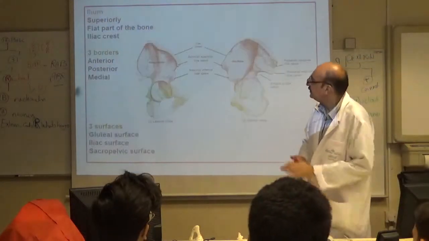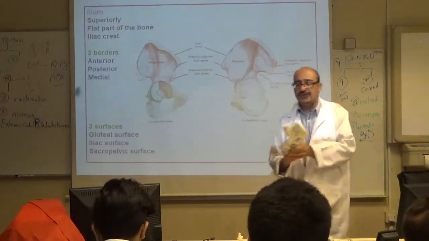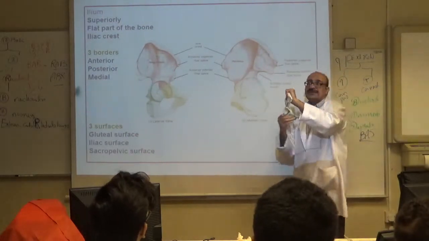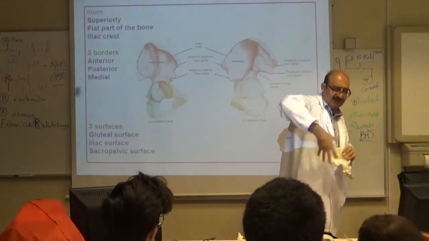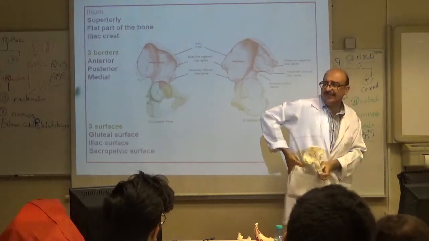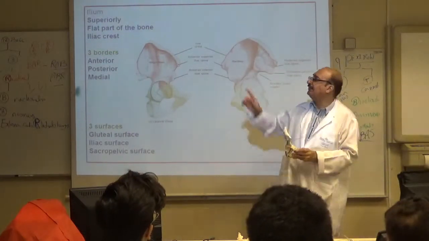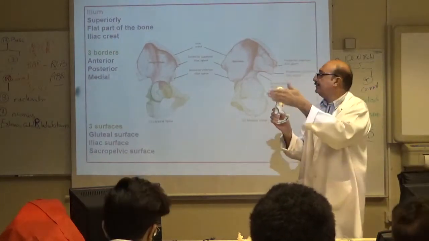Ilium, superiorly, flat part of the bone. So it is superiorly flat part of the bone. This is iliac crest. You can feel the iliac crest, whole of it like here. It has three borders. I am saying of ilium now. Three borders. Anterior border.